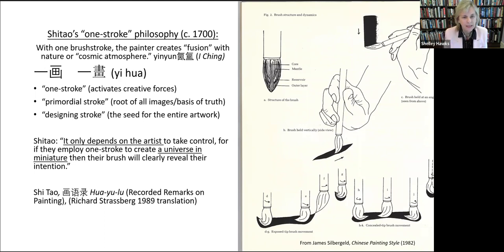And another key sentence in the Huailu: it only depends on the artist to take control, for if they employ the one stroke to create a universe in miniature, then their brush will clearly reveal their intention.